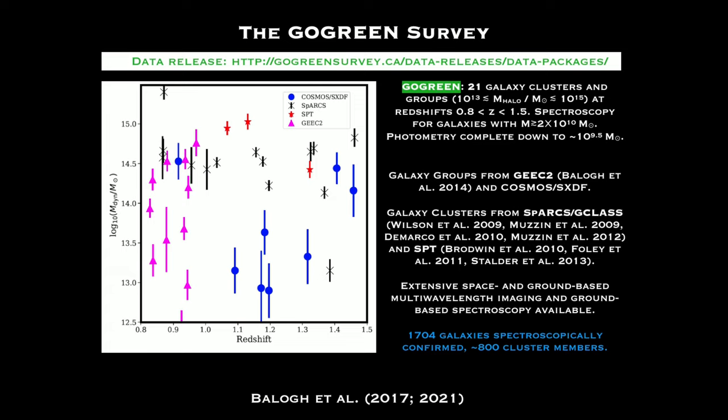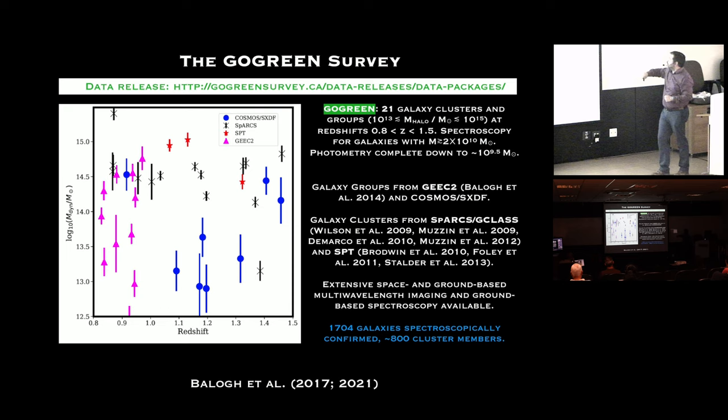Sparks G-class was the basis for the GoGreen survey. So we have 21 galaxy clusters and groups in a range of halo mass between 10 to the 13 and 10 to the 15 solar masses, at redshift between 0.8 and 1.5, so about 1.2 is the median redshift for this sample. We conducted spectroscopy for galaxies with masses above 2 times 10 to the 10, and photometry is completed down to even lower masses, 10 to the 9.5 solar masses.